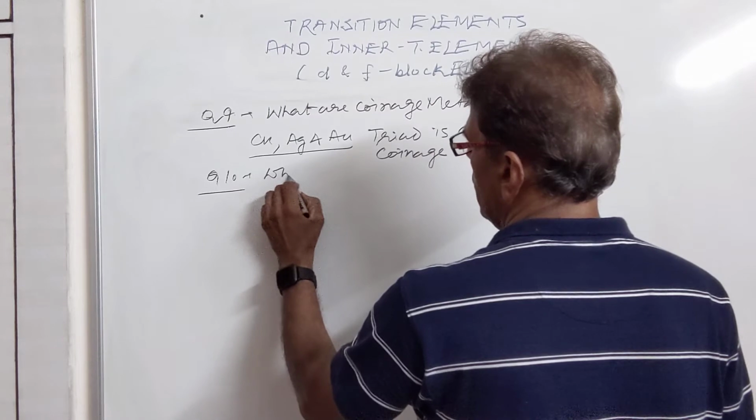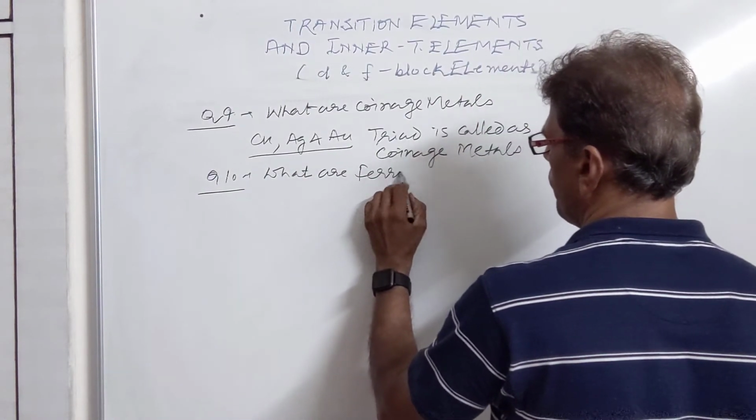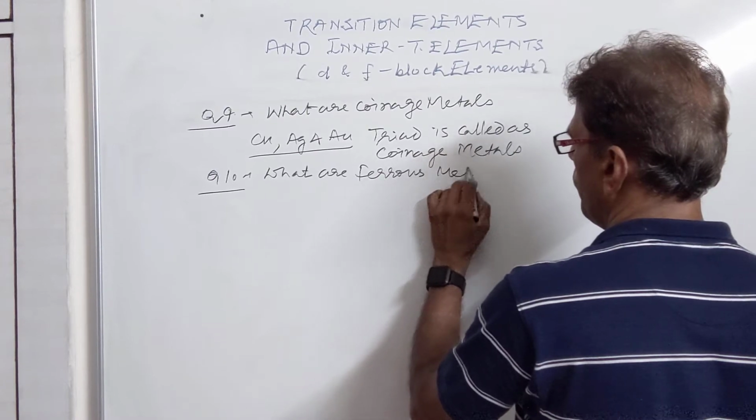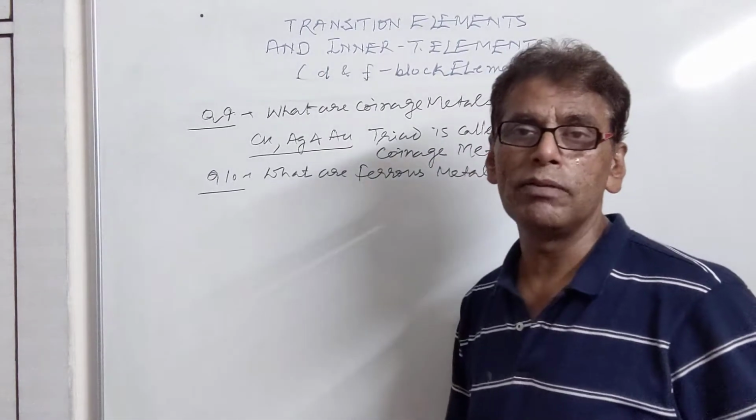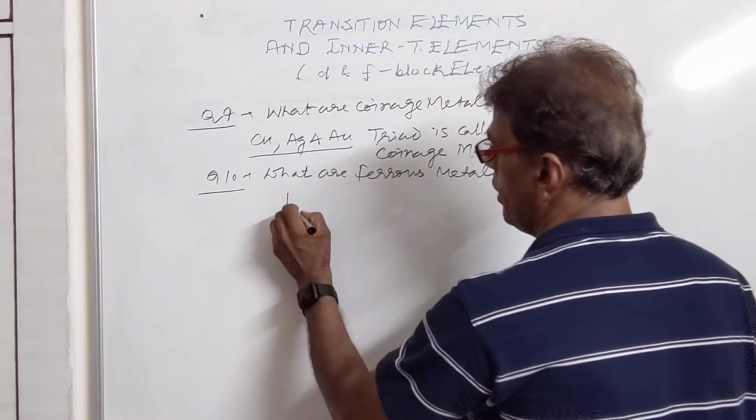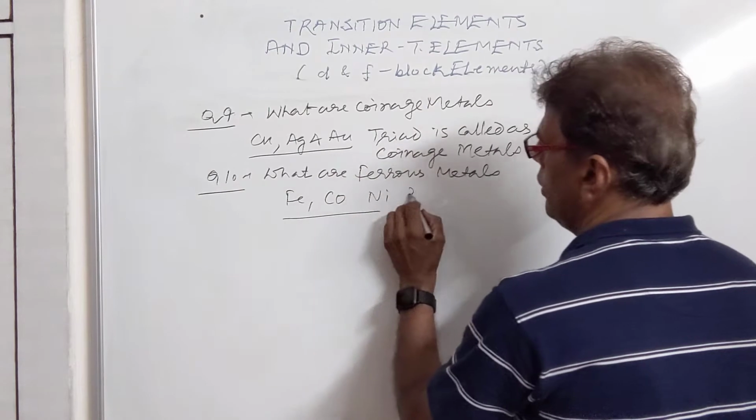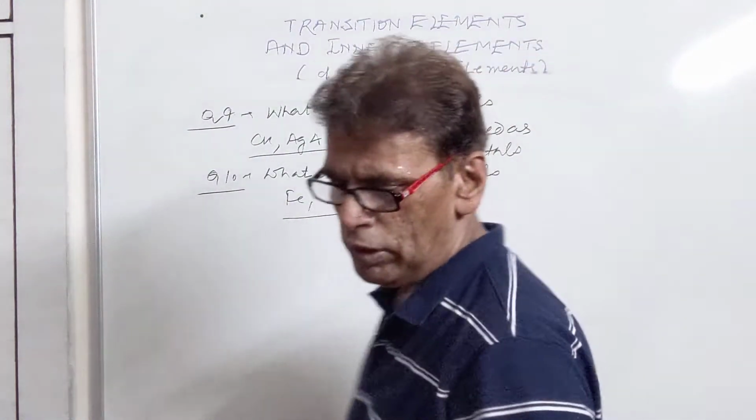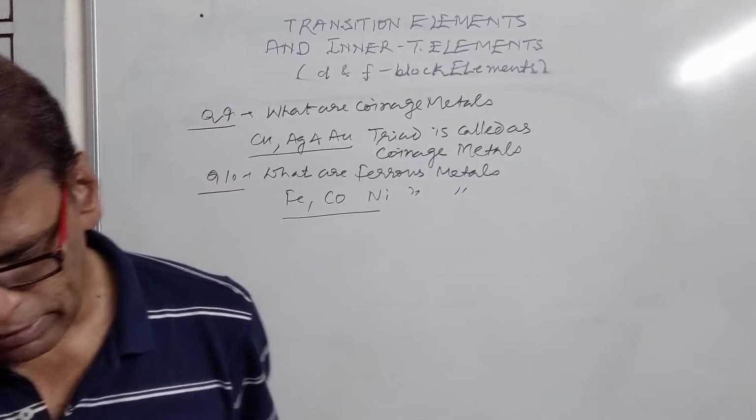What are ferrous metals? The metal triad which has properties similar to iron is called ferrous metals. These are the three metals Fe, Co, Ni. Since they have properties similar to iron, they are called ferrous metals.